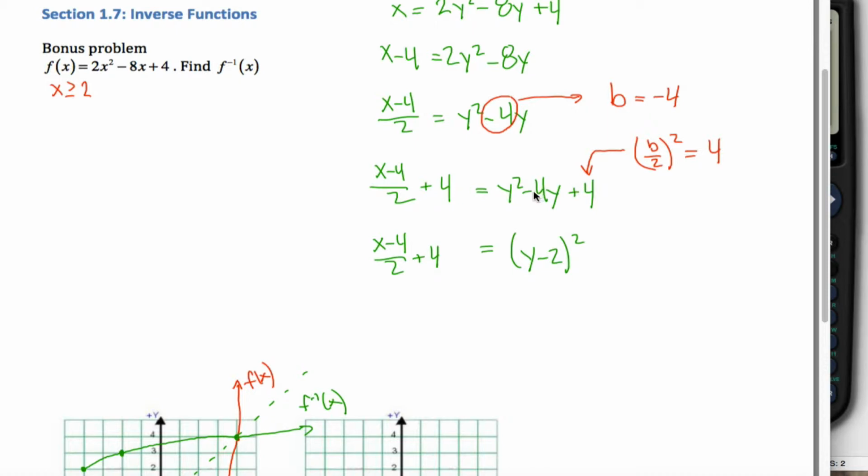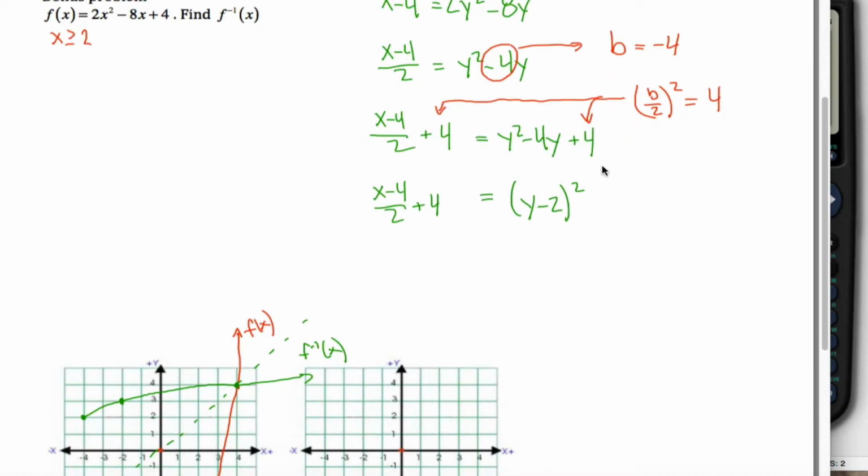This being a 4 and this being a negative 4 is a coincidence here. It's because half of this number squared is also 4. But these won't always be the same value. You're always going to add that to both sides of the equation when you're completing the square. And that will always give you a perfect square on the right-hand side of this equation. Oh yeah, I see that (y minus 2) squared is this thing, but what if I don't recognize that? Well, there's good news.